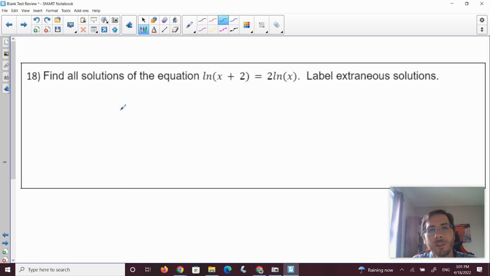For number 18, find all solutions to the equation ln of x plus 2 equals 2 ln of x. Label extraneous solutions. So again, this label extraneous solutions right here makes it so that you can't just solve it by graphing. Because if you solve it by graphing, you aren't going to get any extraneous solutions. Extraneous solutions will not pop up.